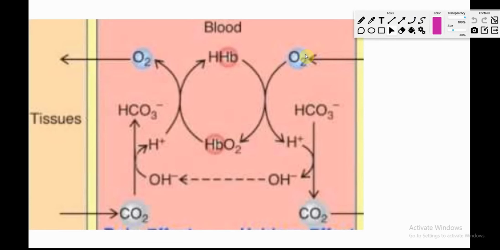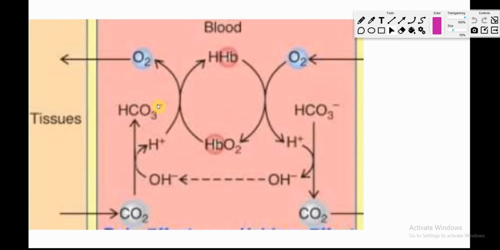Hemoglobin in the lungs finds plenty of oxygen, so it will take up oxygen and be converted into oxyhemoglobin, and it will carry it to the tissues. In the tissues there are a lot of H plus ions, so it is in acidic pH, or the pH is very low. In that condition the hemoglobin will release oxygen and take up H plus ions, so protonated hemoglobin will be formed.